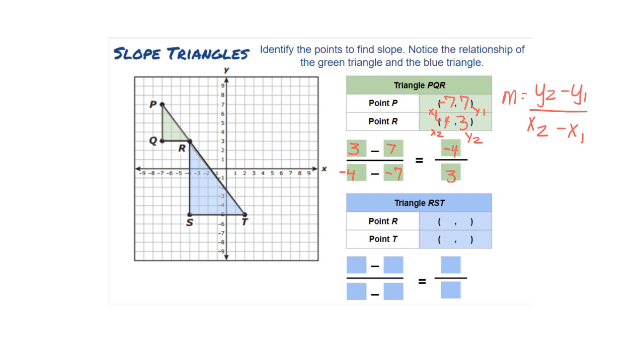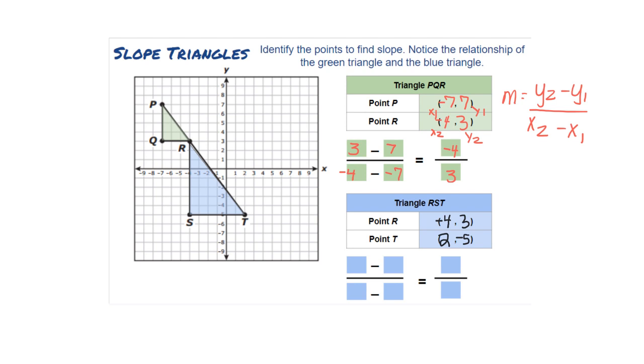Now let's talk about the blue triangle. Following in its footsteps, I'm going to look at the points of point R and point T to determine the slope. Notice point R and point T are the same points that correspond with point P and point R from the green triangle. Point R is at -4, 3, and point T is at 2, -5. We will find the slope the same way.